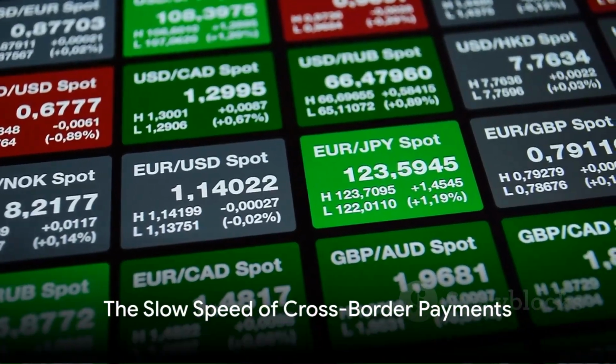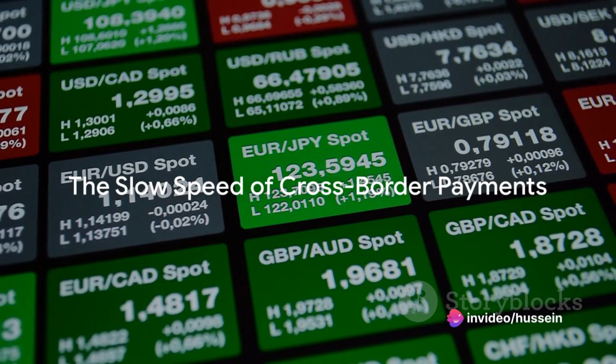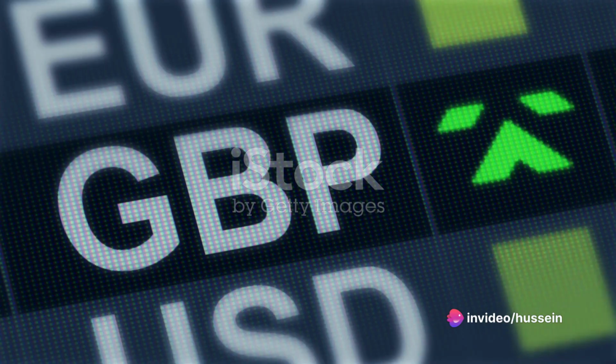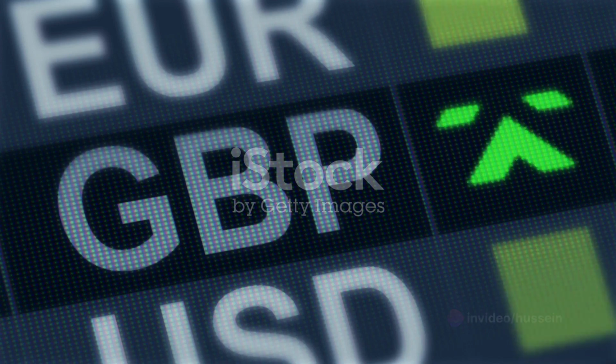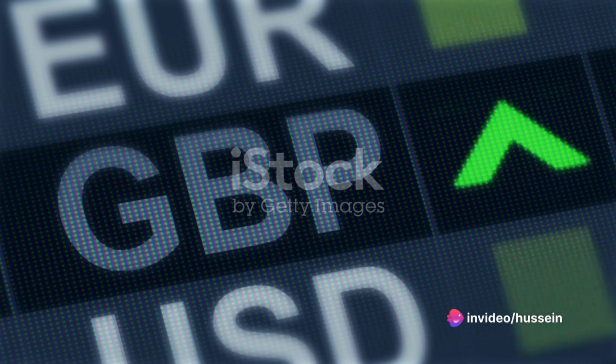Speed is another major issue in cross-border payments. When it comes to cross-border payments, speed is not exactly the name of the game. Now you might be wondering, why are these payments so slow? The answer lies in the complex network of intermediaries and the differing regulatory systems involved in the process.